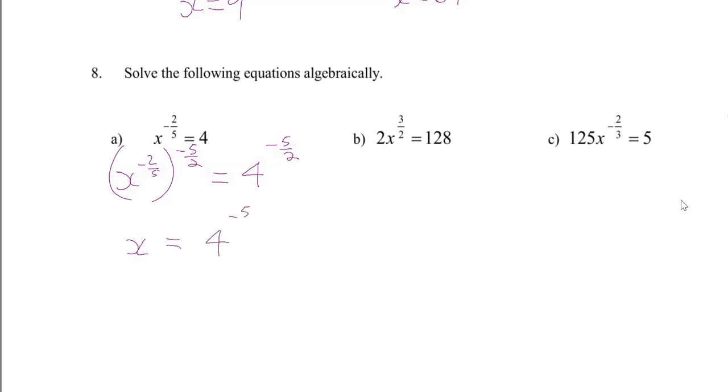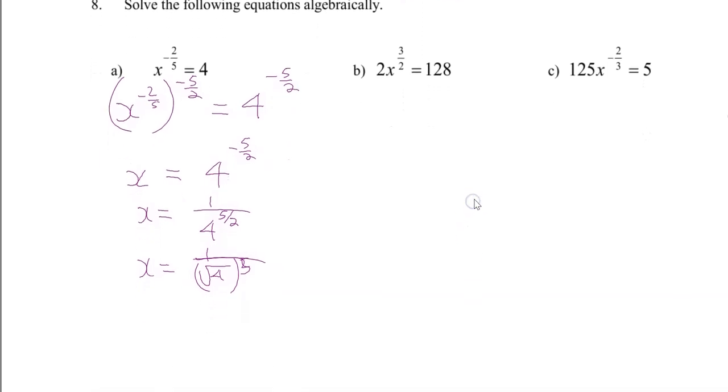This is 4 to the negative 5/2, which is 1 over 4 to the positive 5/2. So first make the exponent positive, then change it to radical form, so it's the square root of 4, which is 2 to the power of 5, which is 1 over 32.